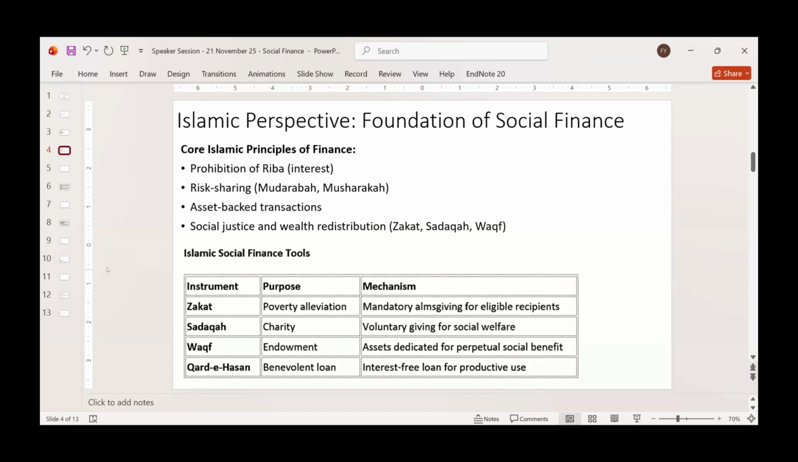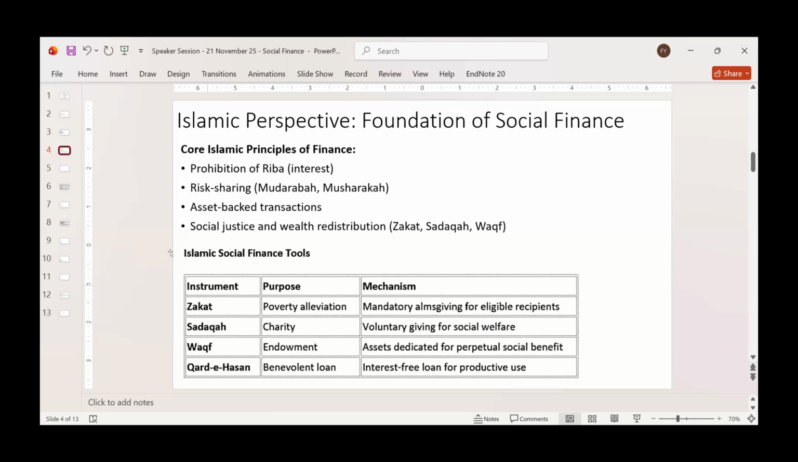There's another way, the Islamic perspective on social finance. These are some core Islamic principles of finance, which are the prohibition of riba, or you can say interest, and risk sharing for business models, or you can say financial contracts. It is not just risk transfer but risk sharing. Then asset backed transactions are there, and the most important, social justice and wealth redistribution through zakat, sadaqah, and waqf.